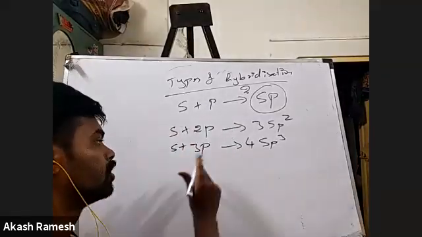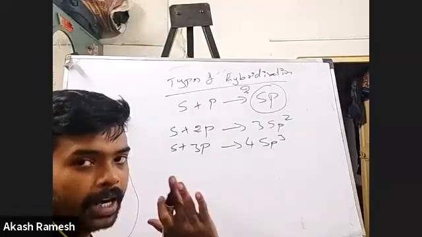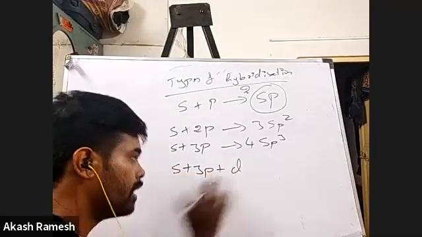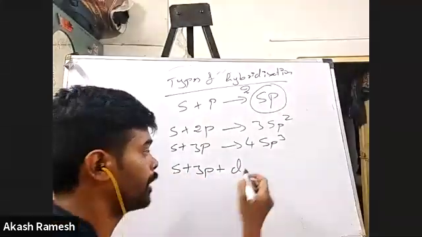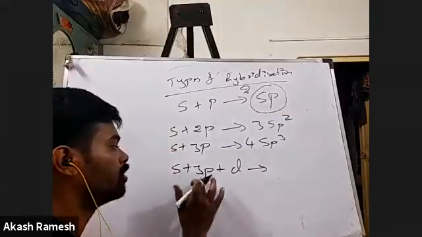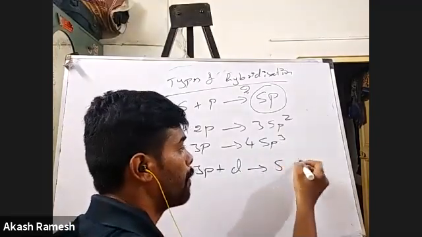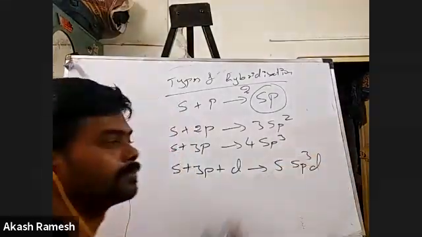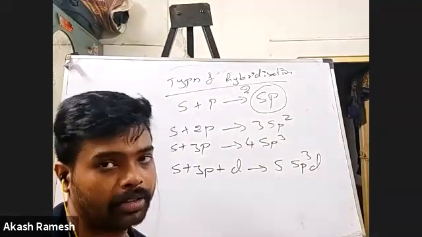Okay. Next. So after P is over, now I can go for d orbital. That is the next case, right? So S plus 3p plus 1 d orbital will form now how many? 1, 3, 1 plus 3, 4, 4 plus 1, 5. There should be 5 hybrid orbitals, and one more is d: sp3d hybrid orbitals.